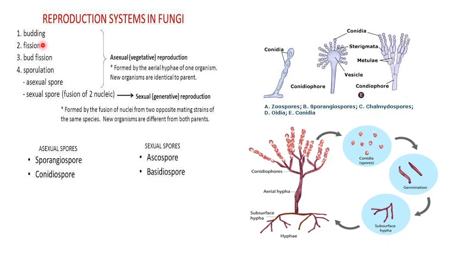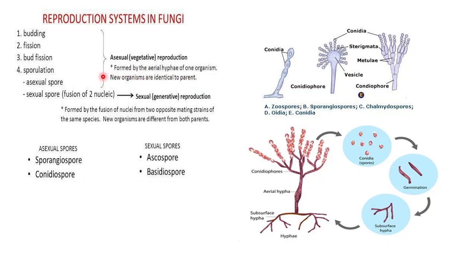Fission, the cell simply splits. Bud fission, that means the outgrowth will further split. Then sporulation, which is the most common method. Sporulation is the formation of spores. So these are the different types of asexual or vegetative reproduction. Spores are formed by the aerial hyphae of one organism, and the new organisms are identical to the parent organism.